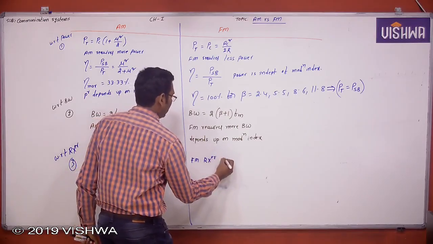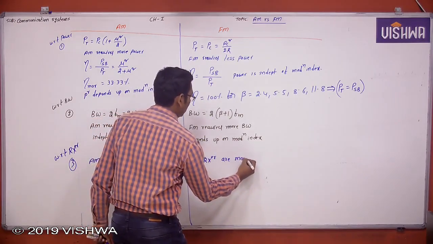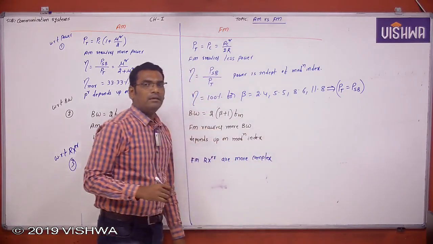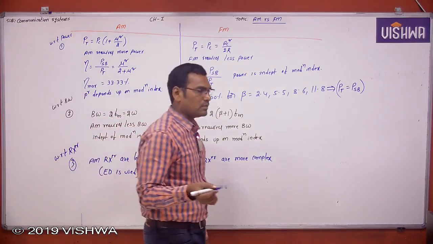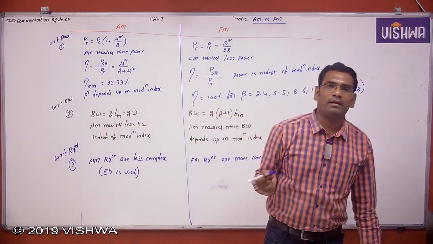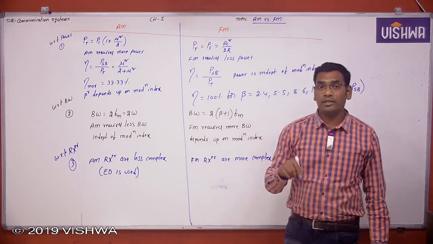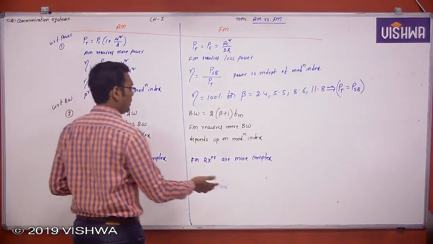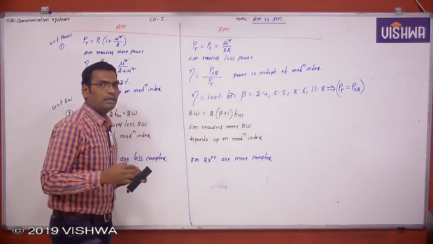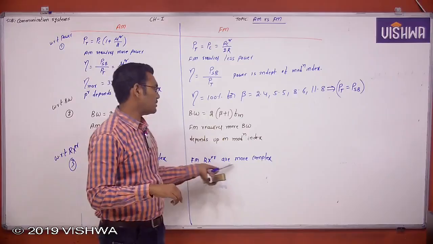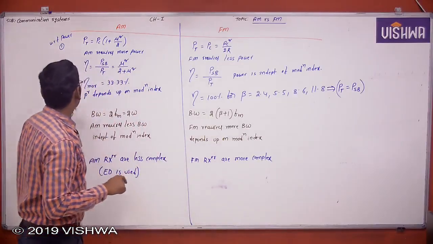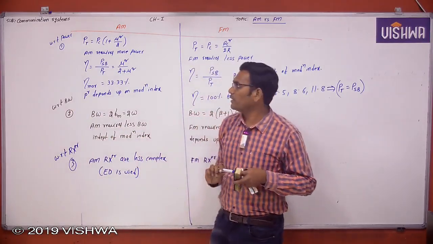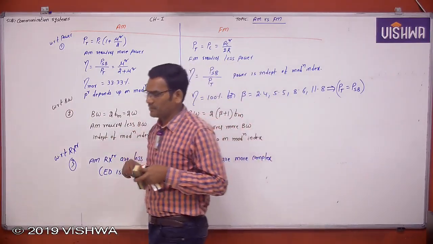yes, FM receivers are more complex. FM receivers are more complex because here the frequency discrimination method, phase discrimination method, phase locked loop, balanced slope detector, ratio detector, complex circuits are used in FM. So demodulators are complex. Of course, the demodulator is a part of the receiver, therefore receivers are more complex. Okay, now this is with respect to power, bandwidth, and receivers. Then we will see some other comparison with respect to other parameters.